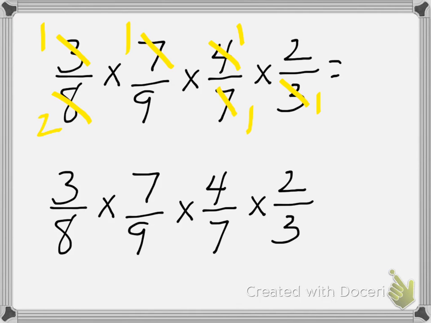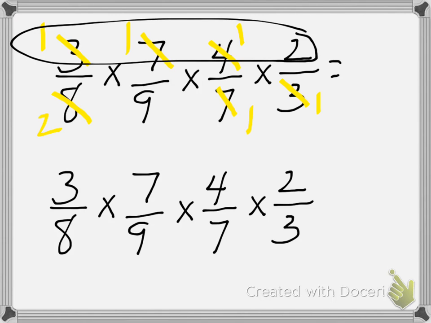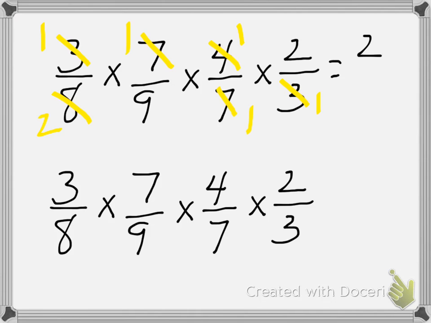If I do that, I now have on the numerator 1 times 1 times 1 times 2, or 2. Then in the denominator, I have 2 times 9, which equals 18. Now, 2 over 18, they're both even, which means they're divisible by 2. 2 divided by 2 is 1. 18 divided by 2 is 9. So that's going to be 1/9.